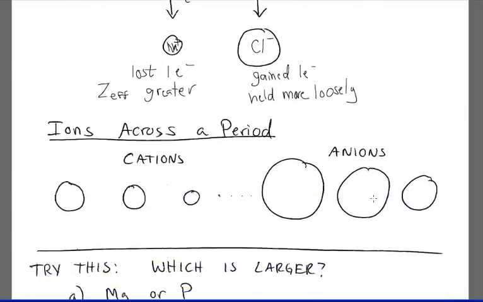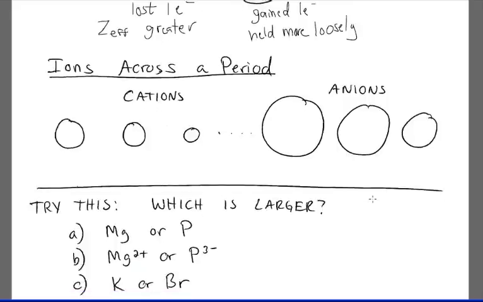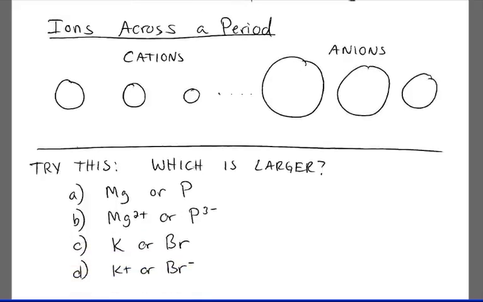Okay, so let's look at trends, first going across a period. As you go across, you have separate trends for the cations and anions. The cations are the positive ions. Sodium plus has some size. Magnesium, when it forms a cation, is 2 plus, so it's lost 2 electrons and shrinks even more. And aluminum, 3 plus, shrinks even more because it has lost 3 electrons.